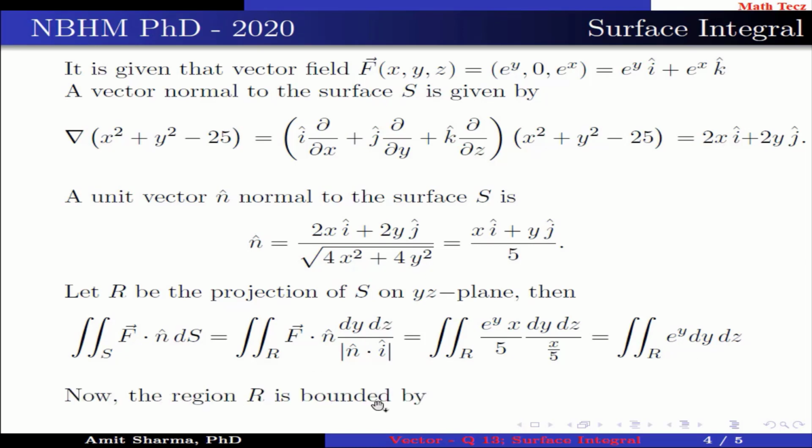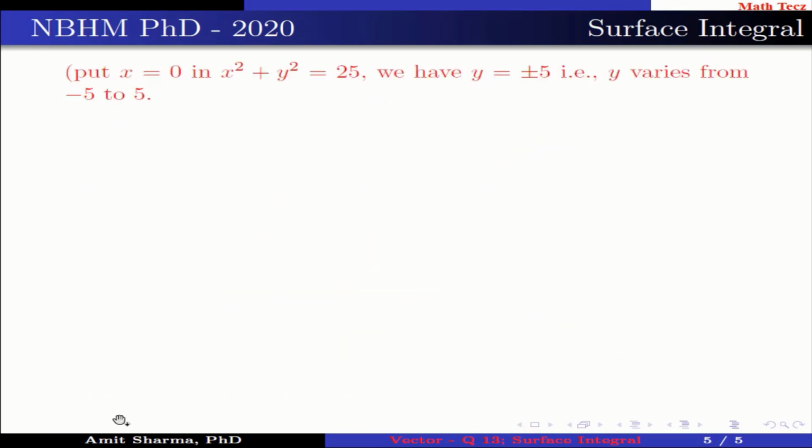Now, the region R is bounded by z = 0 to z = 2 and y = 0 to y = 5. Why is it so? When we put x = 0 in x² + y² = 25, we get y = ±5, that is, y varies from −5 to 5. But y ≥ 0 implies y varies from 0 to 5.